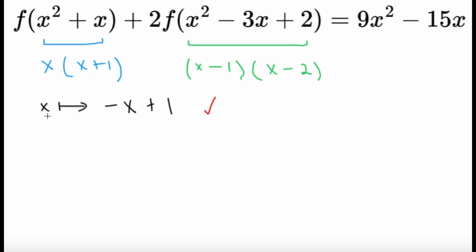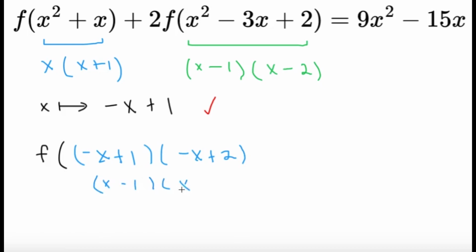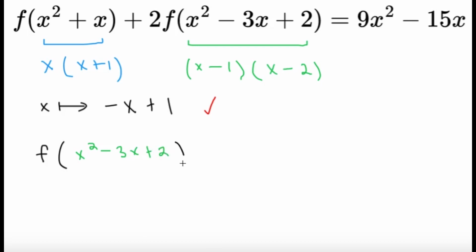So if I make x to be negative x plus 1, again, not an obvious substitution, but in a while you're going to see why. If I substitute it into the equation, I'll get f of negative x plus 1 times negative x plus 2. In fact, if I expand this out, because this is technically x minus 1 times x minus 2, we can bring out the two negative signs. So this is identical to this green term. This is actually the same thing as x squared minus 3x plus 2. So that's the first term.